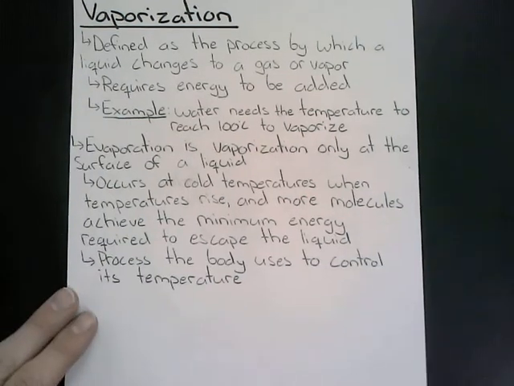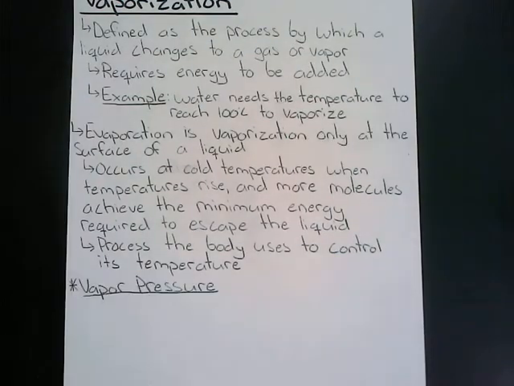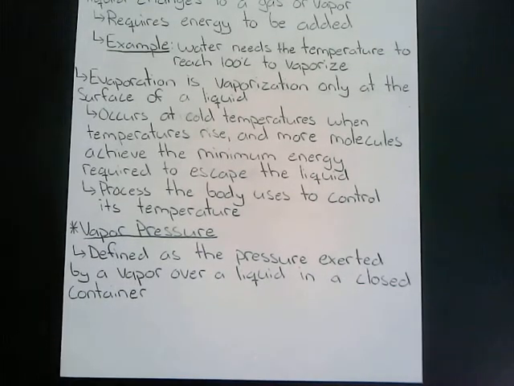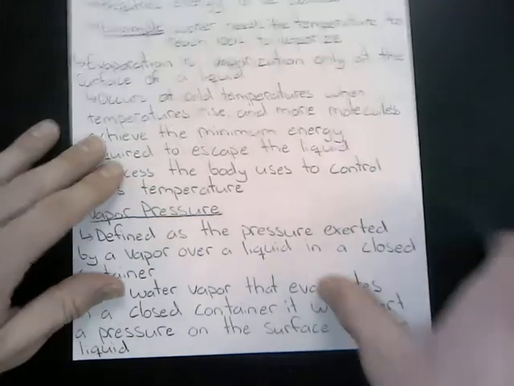Now, since we're on the topic of vaporization, we also need to talk about vapor pressure. Vapor pressure is defined as the pressure exerted by a vapor over a liquid in a closed container. For water vapor that evaporates in a closed container, it will exert a pressure on the surface of the liquid. All right, so now we can move on to talk about boiling point. It's kind of an extension of what we have with vaporization.